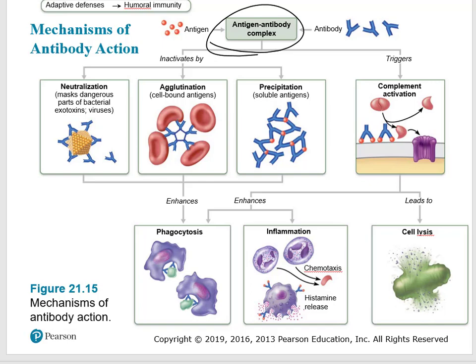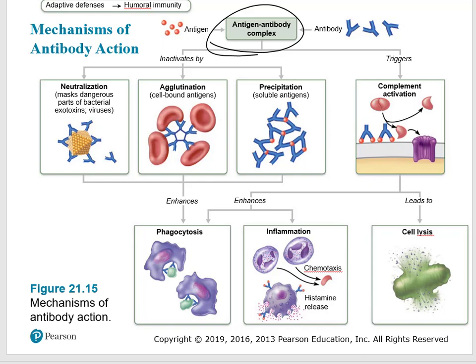Neutralization. The toxins that are freely floating, the antibodies bind to those toxins and make them less toxic or non-toxic. So it can be exotoxins of bacteria or viruses that the antibodies bind and make less effective in our body, and hence disease doesn't happen. Neutralization. The next one is agglutination. Like I said, your pentamer basically binds with each of these antigen binding sites, binds to the RBCs and agglutinates them.